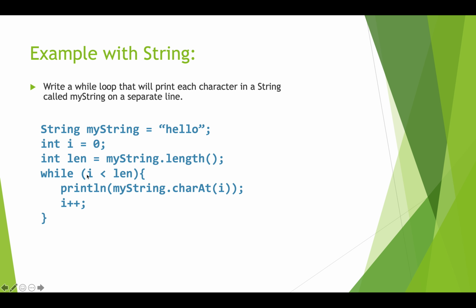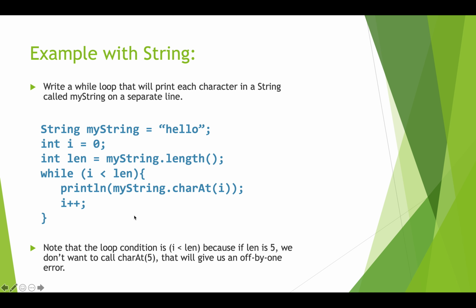We come back up here, we test, is 1 still less than len, which is 5, so 1 is less than 5. We're going to get the character now at 1, which is going to get us the e, so we print out the e, and then we increment our number, and we are at 2. So then we print out the l, etc.